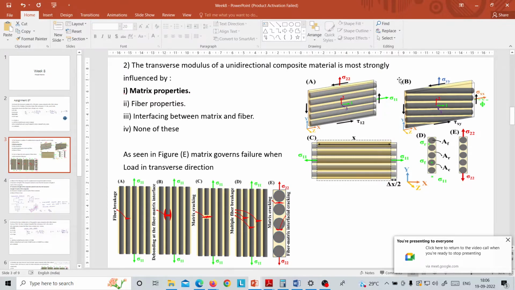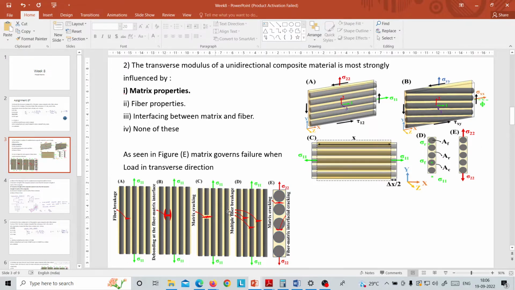So in case of A, B and C, it is illustrated that a composite will behave like this. That is, it will expand in this particular direction when longitudinal force, that is sigma 11, is applied along the direction of fibers. If we apply transverse force, that is perpendicular to the fiber direction, as sigma 22, then this would be the cross section.